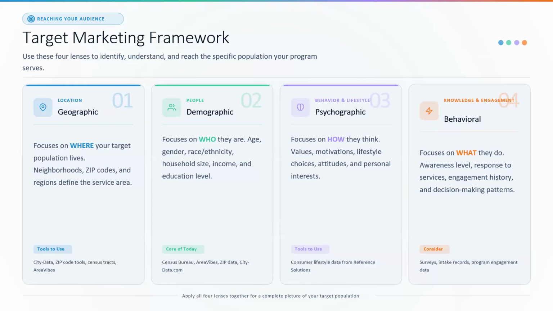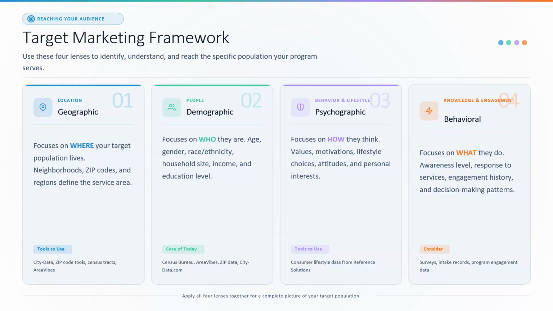And next, psychographic. I never heard of psychographic. Most people don't. When I tell you you're gonna be knowing things, people who have doctorate degrees are not gonna know what you learned from this class. Psychographic focuses on how they think: values, motivations, lifestyle choices, attitude, and personal interests. How do you find this out about the person? By how they live.